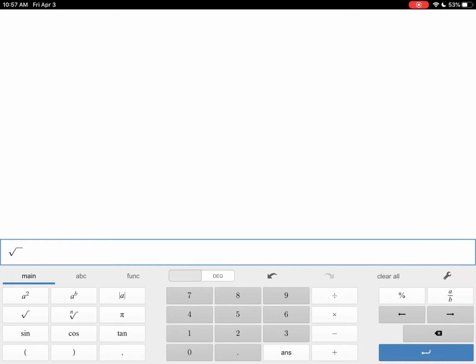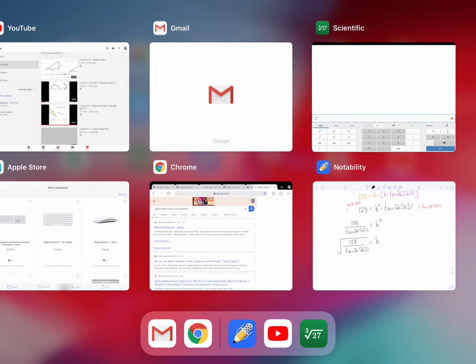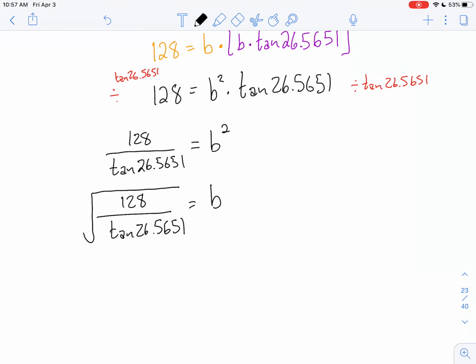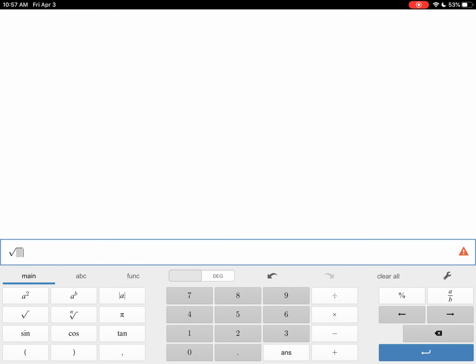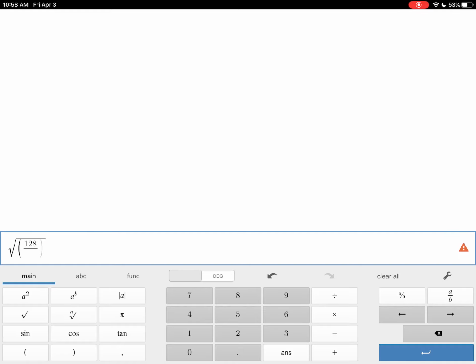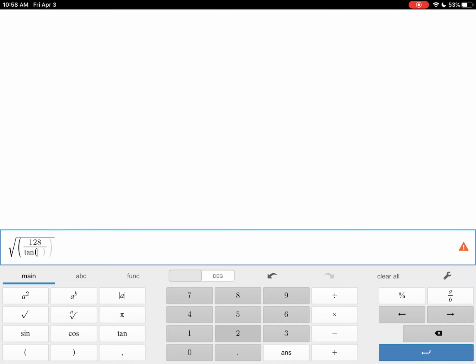The square root of, I've forgotten already, 128 divided by 26.5651. 128, oh, that came out of my square root there. Square root of, let's put this all in brackets, 128 divided by tan of 26.5651. Oh, 1. And brackets. And that should do the trick there.